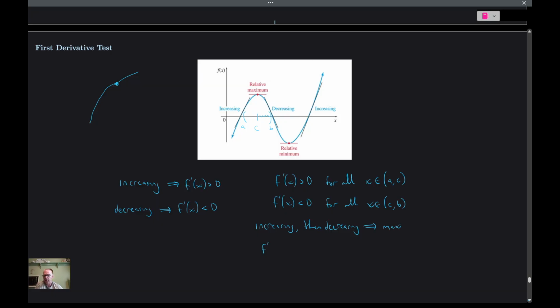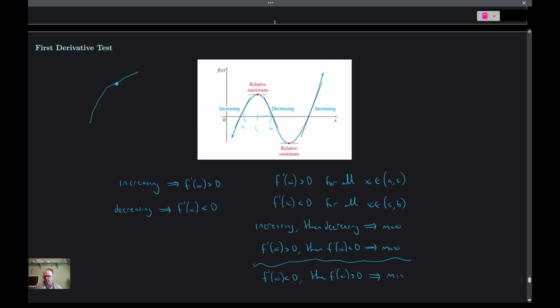Or to put it in terms of derivative, f prime of x greater than 0, then f prime of x less than 0 means we have a maximum. And then we can reverse this, and that gives us a minimum. So if we have decreasing, or let's write in terms of the derivative, f prime of x is less than 0, that means we're decreasing. Then f prime of x is greater than 0, that would mean we're increasing. So we're decreasing, then we're increasing. That makes a minimum, a relative minimum.